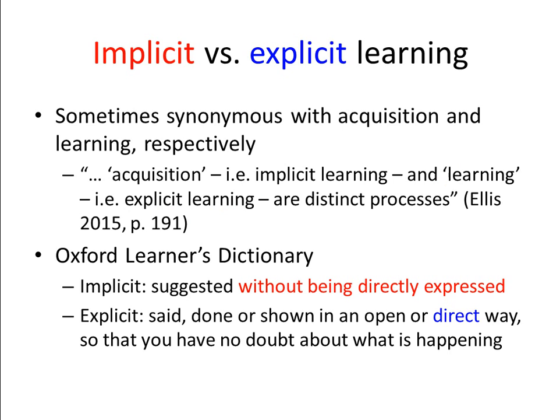So if you're not familiar with the words implicit and explicit, please use your dictionary. So for example, Oxford Learner's Dictionary explains like this. Implicit means suggested without being directly expressed, and explicit means set down or shown in an open or direct way. So please note the difference here. In an open or direct way, so that you have no doubt about what is happening.